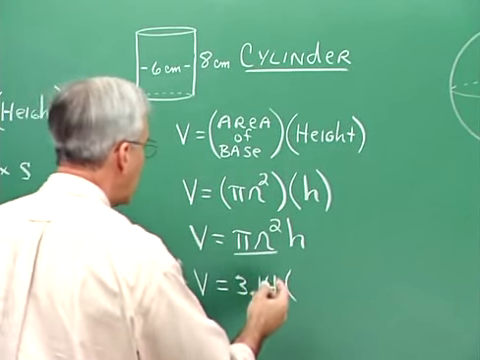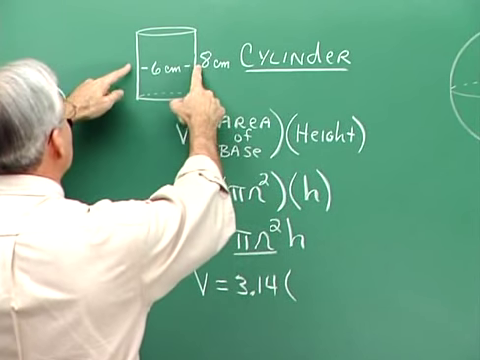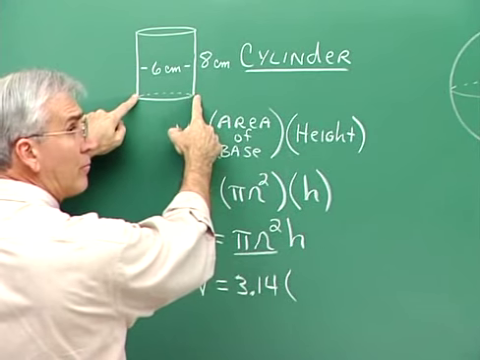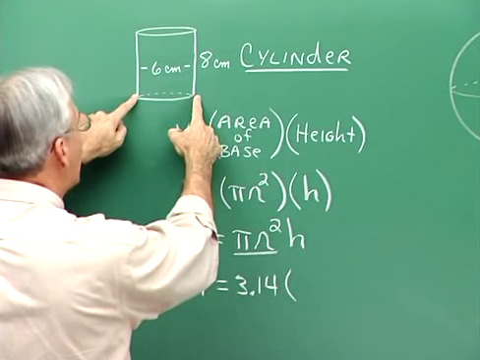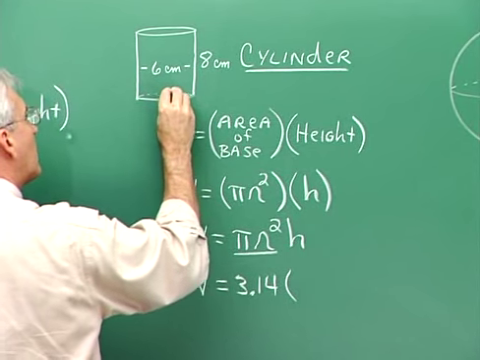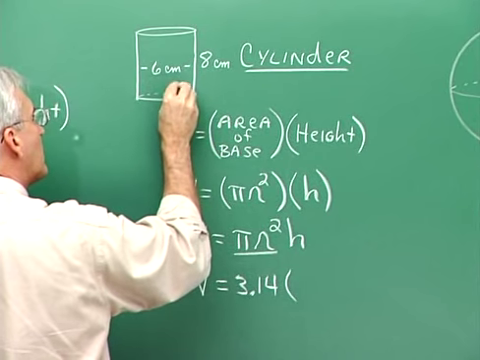Times the radius. Well, let's see, the radius, 6 centimeters all the way across. So it's 6 centimeters all the way across this circular base. That's a diameter then. And if this is 6, then half of that would be 3. So from here to there would be 3 centimeters.